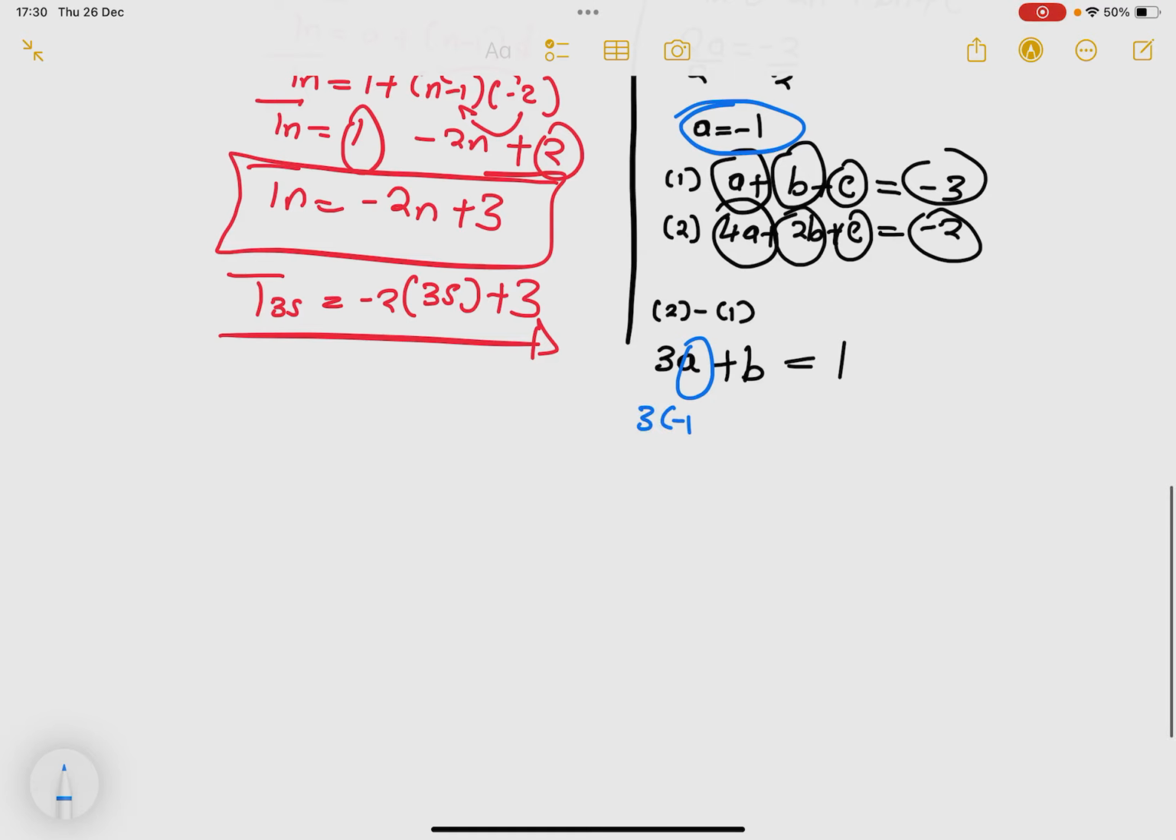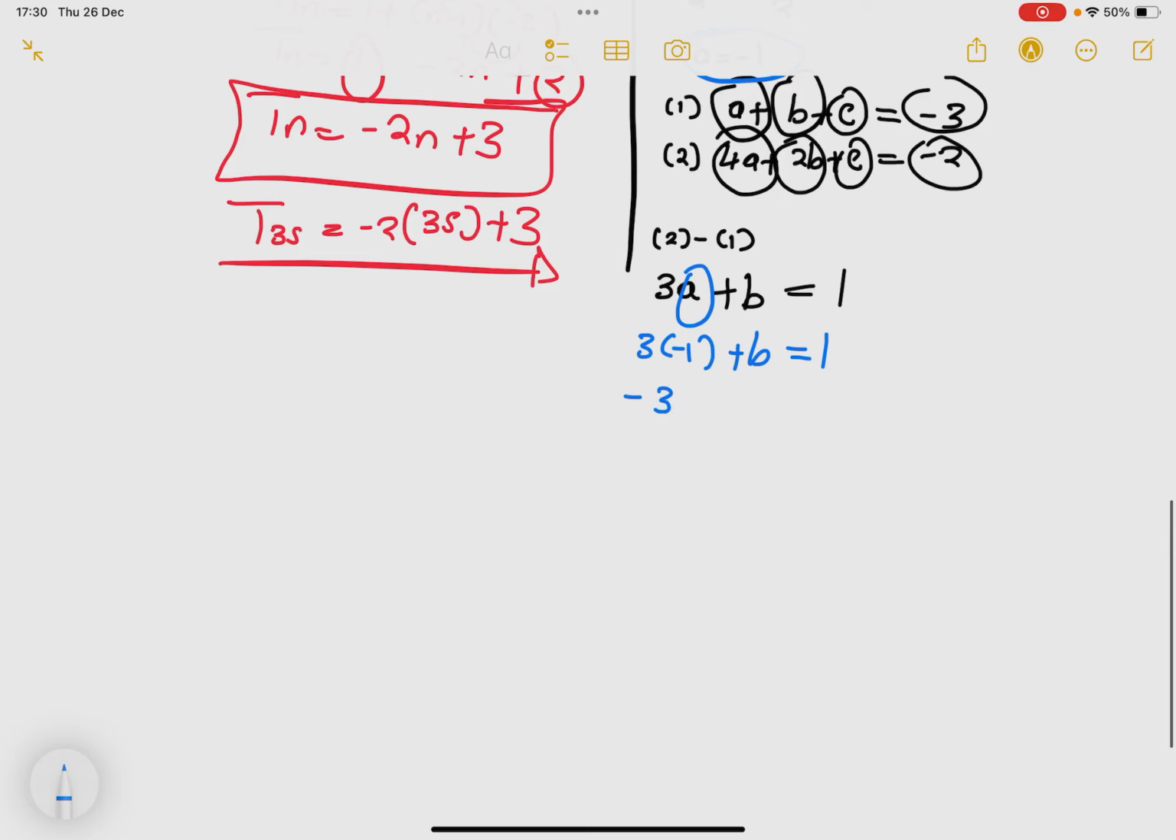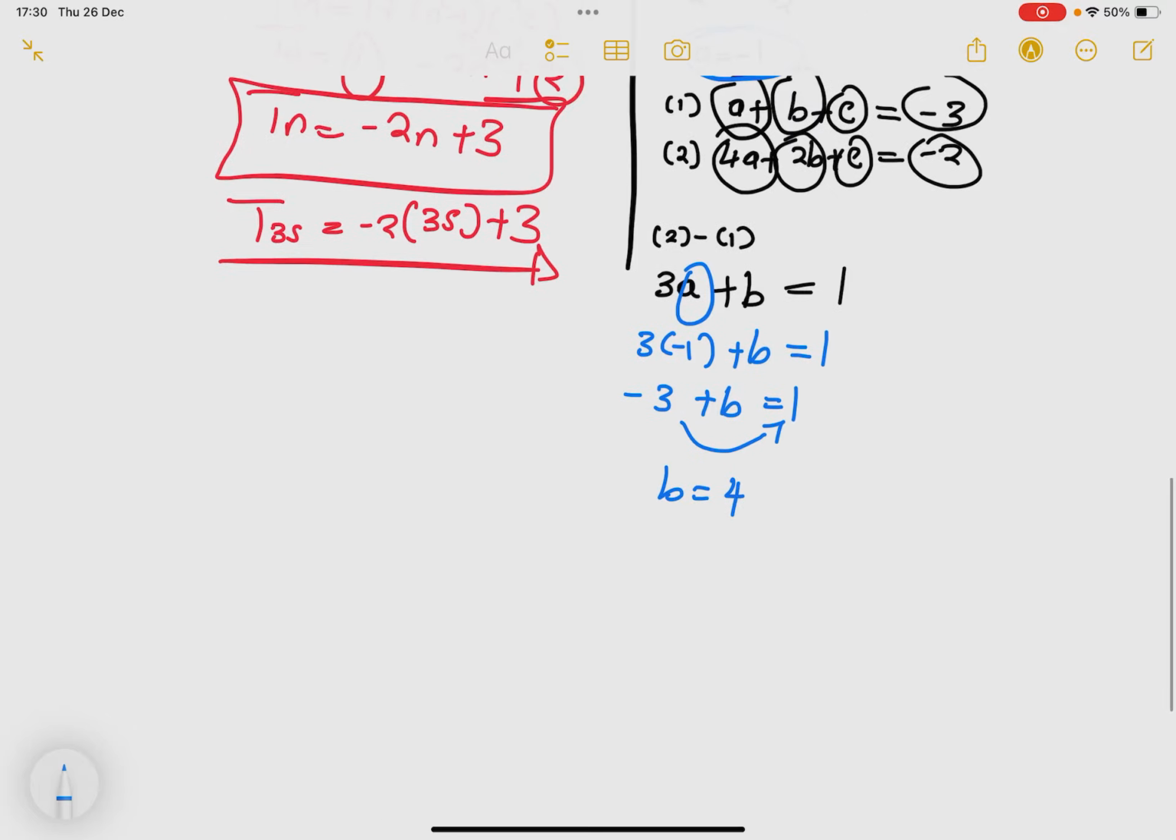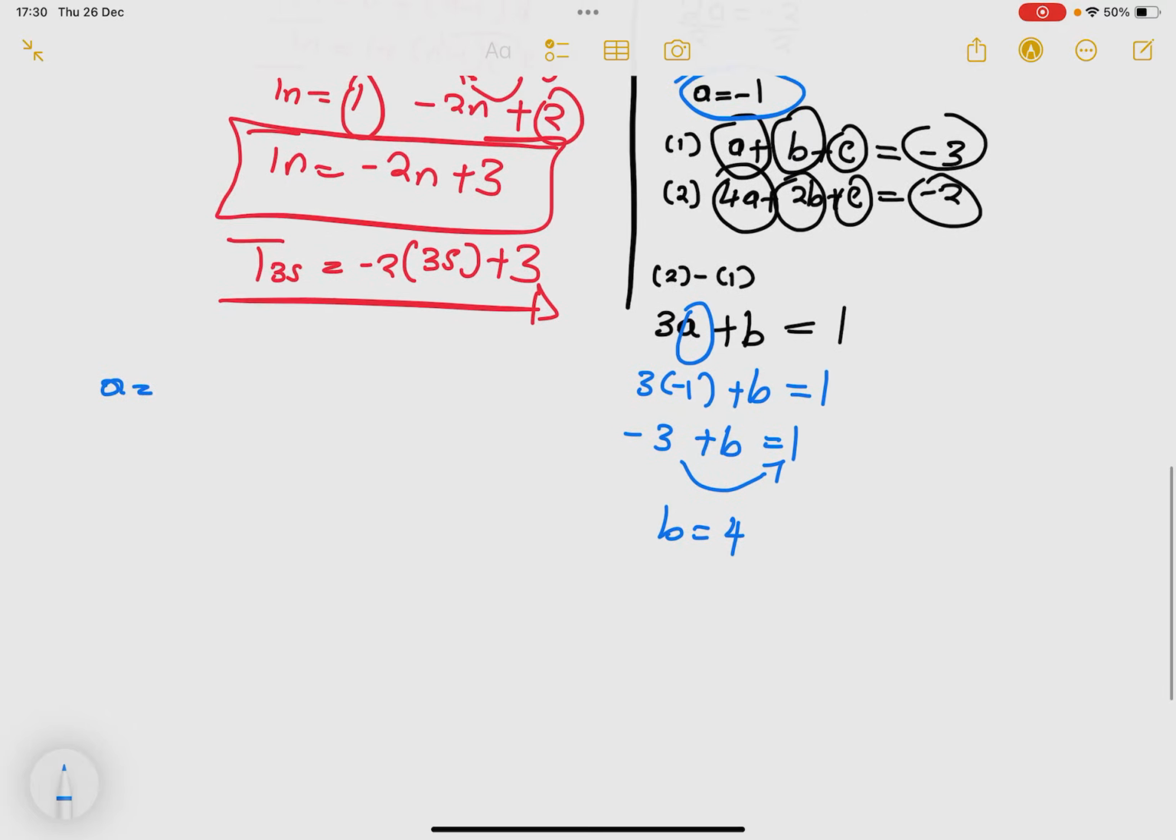So 3 times minus 1 plus b equals 1, right? So we're going to have minus 3 plus b equals 1. So of course, we're just going to take this to the other side. So we're going to have b equals 4. So now you have the value of a that equals minus 1 and the value of b that equals 4. How can we find the value of c?